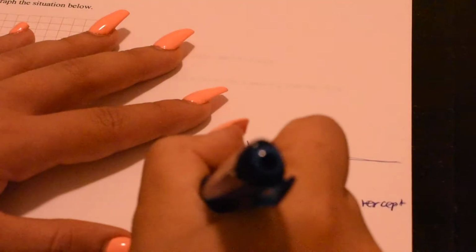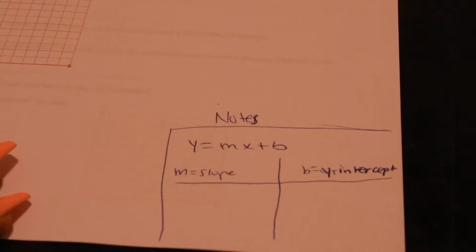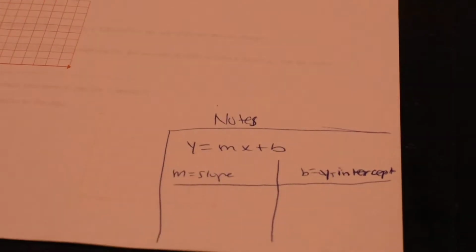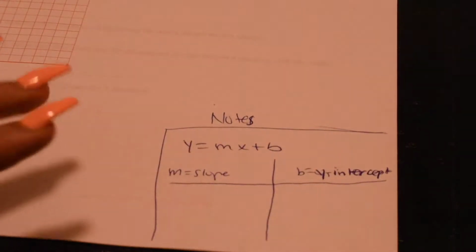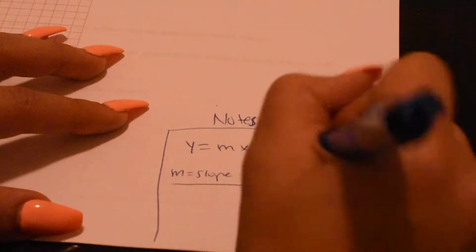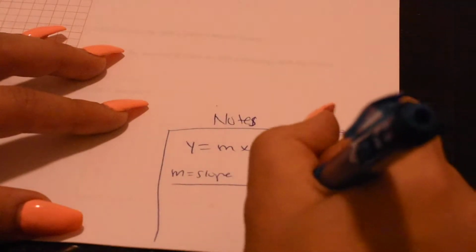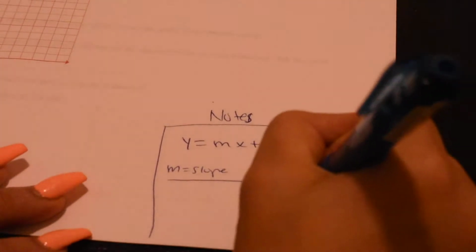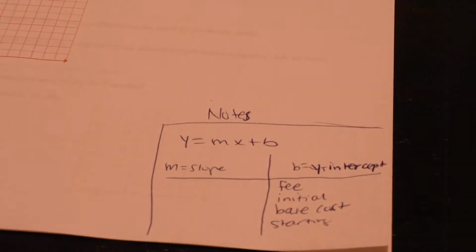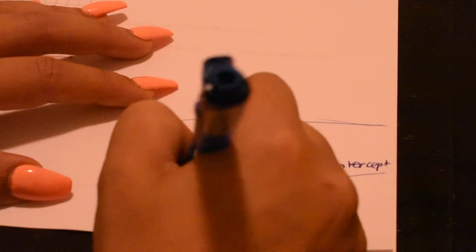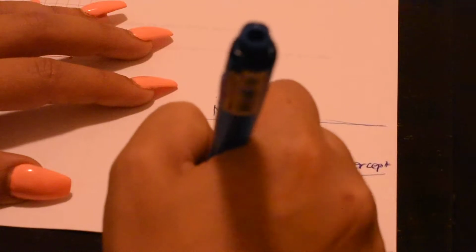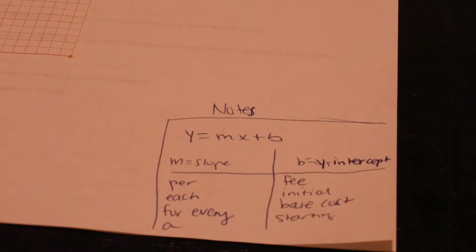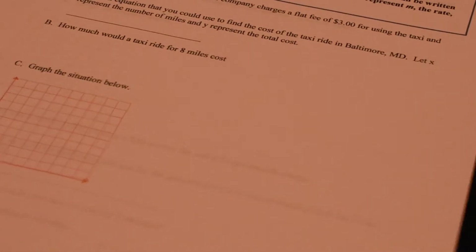Okay? And with word problems, it's important to understand key words that will help me identify if a number is the slope or if a number is the y-intercept. So for y-intercept, we have words like fee, initial, base, cost. Those are like the three main ones. Starting point, right? It's the starting. And for slope, words such as per, each, for, every, among other ones. Those are words that will help me determine if the number represents slope or y-intercept, okay?